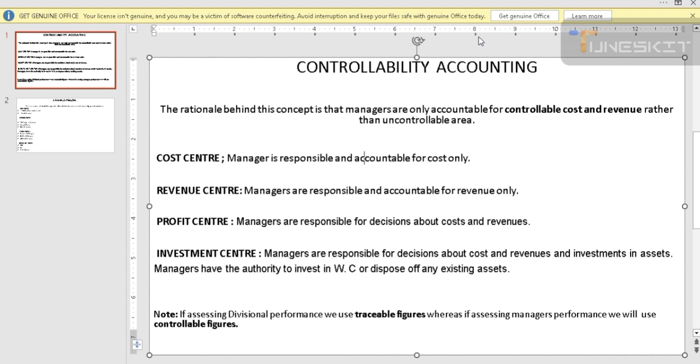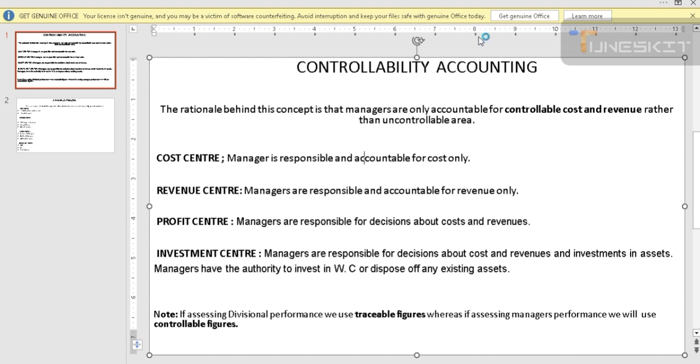And the second center, we have revenue centers. Managers are responsible and accountable for revenue only. So here, managers are only accountable for revenue maximization, and they are not accountable for costs. A typical example includes a sales manager. He is accountable for sales rather than any other area of the business.